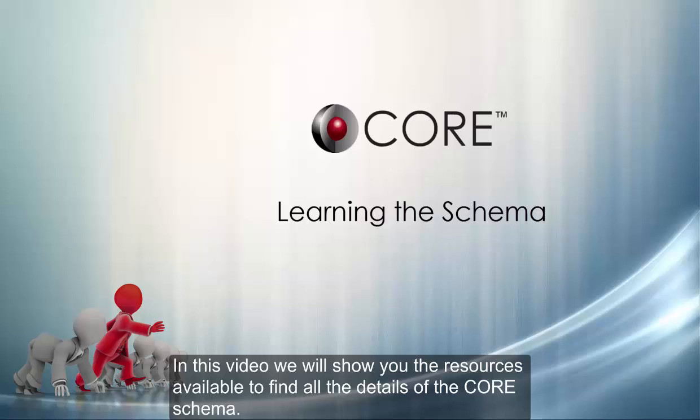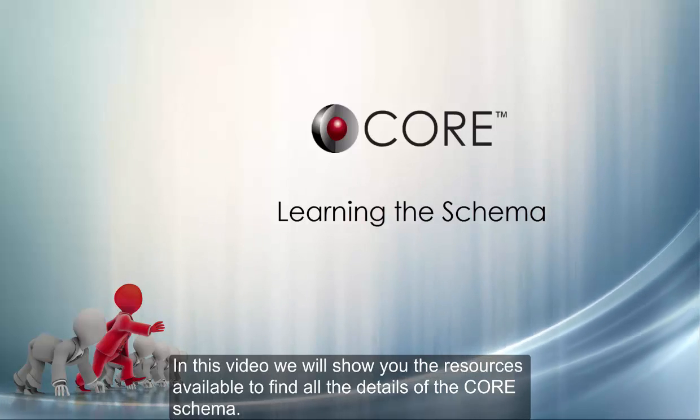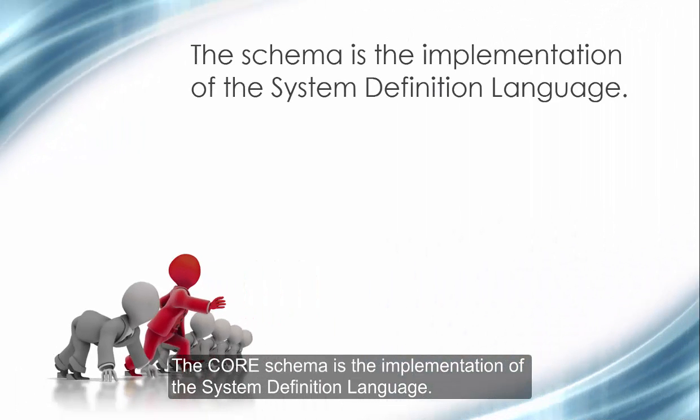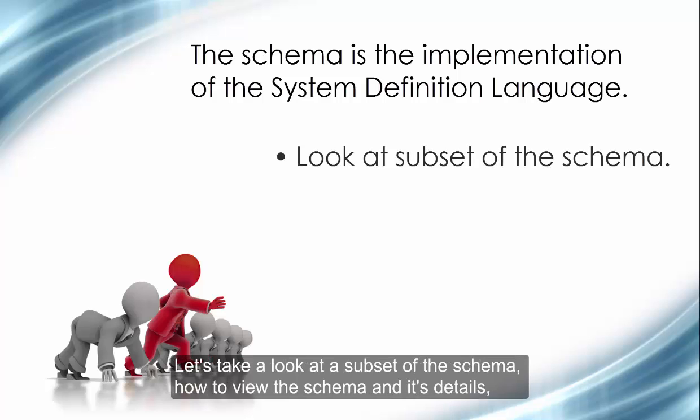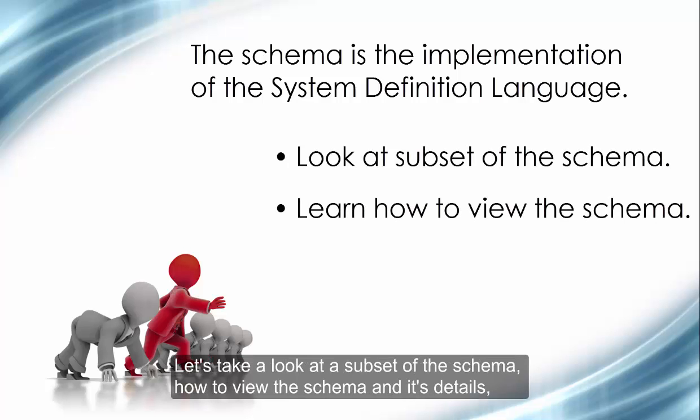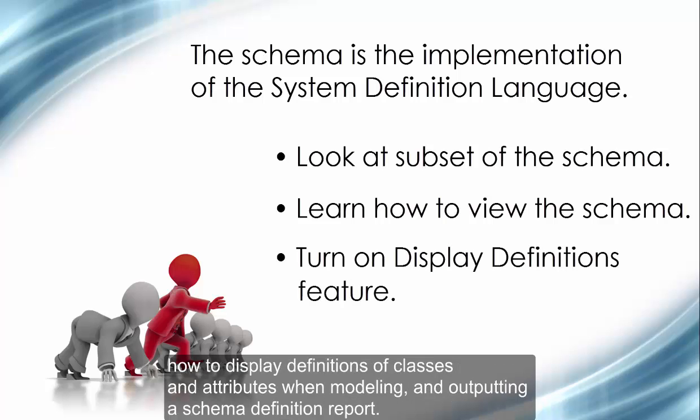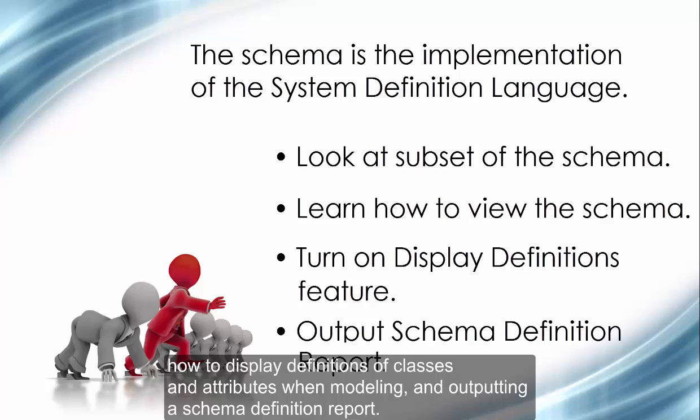In this video, we will show you the resources available to find all the details of the Core Schema. The Core Schema is the implementation of the system definition language. Let's take a look at a subset of the schema, how to view the schema and its details, how to display definitions of classes and attributes when modeling, and outputting a schema definition report.